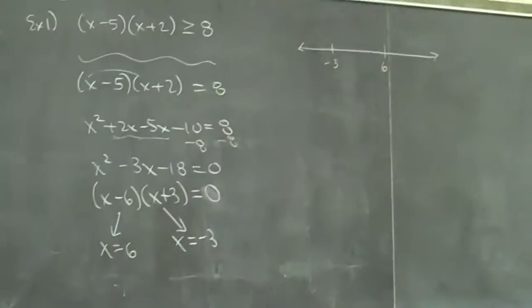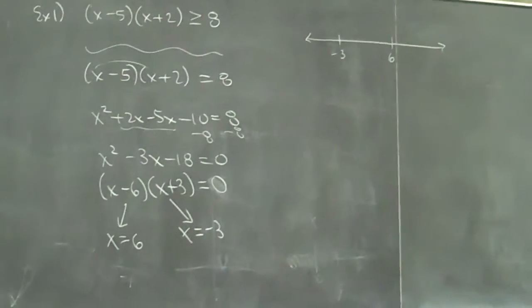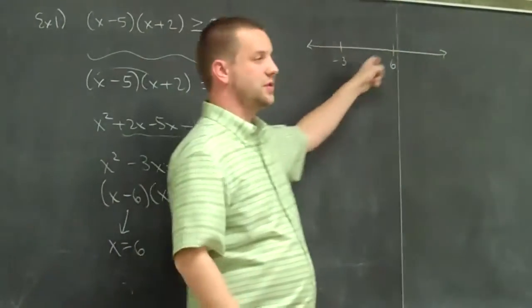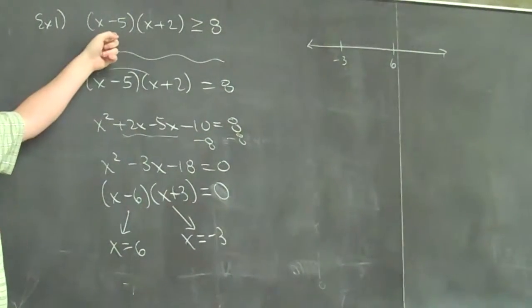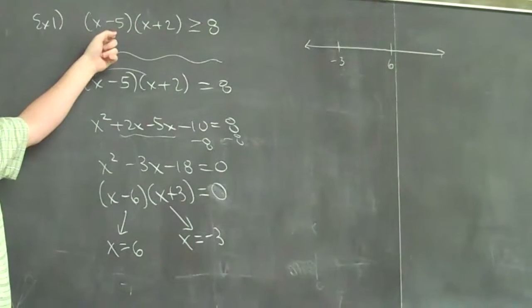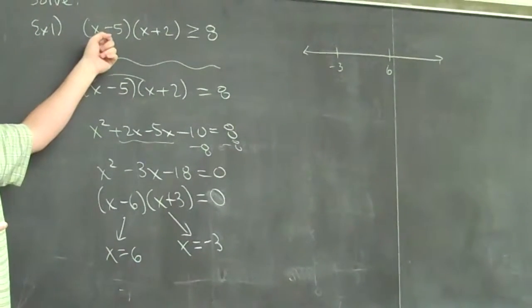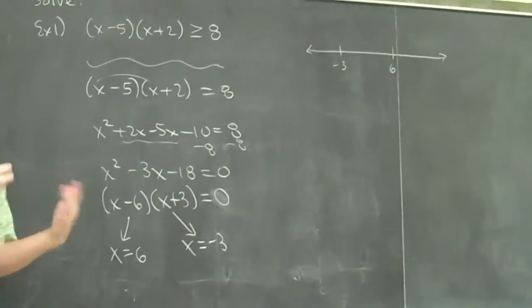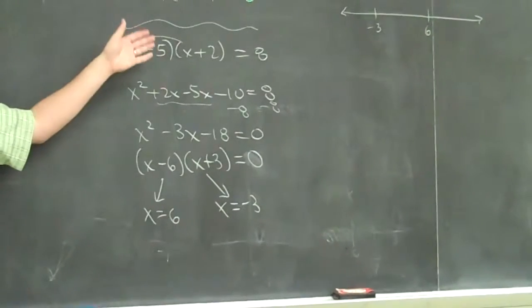The reason we call them test intervals is we're going to pick a representative from each one of these intervals. We're going to plug it into the original inequality, and whether we get a true or false statement out of that is going to tell me whether that number and all those other numbers in that interval are solutions or not.